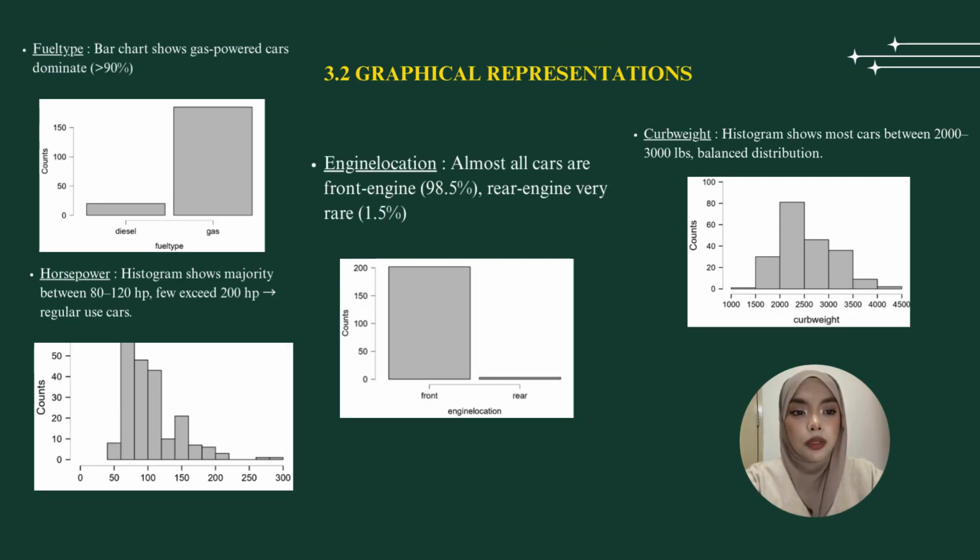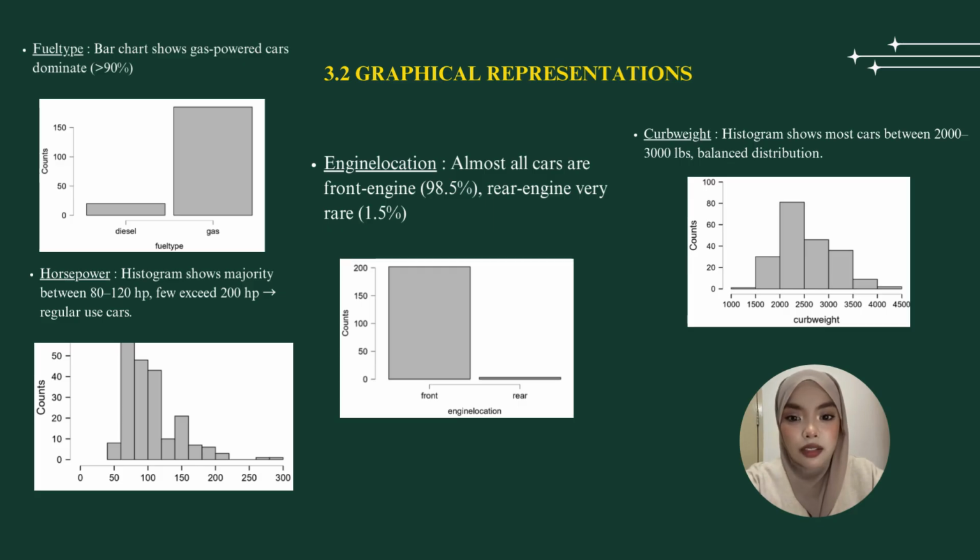For fuel type, the bar chart shows that gas powered vehicles dominate the dataset. Out of 205 cars, 185 use gas, while only 20 use diesel. This means more than 90% of the sample relies on gas, reflecting consumers' preference and industry trends that favor gas engines over diesel.